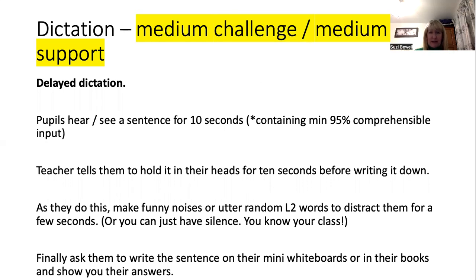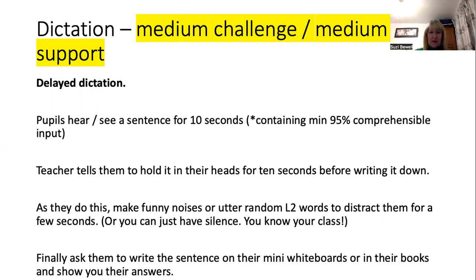The next idea is one that I'm sure you have heard of if you are using the EPI method. This is called a delayed dictation. So the pupils hear, or you might just let them see initially, a sentence for 10 seconds. And this should ideally contain a minimum of 95% comprehensible input. The teacher tells the students to hold it in their heads for 10 seconds before writing it down.